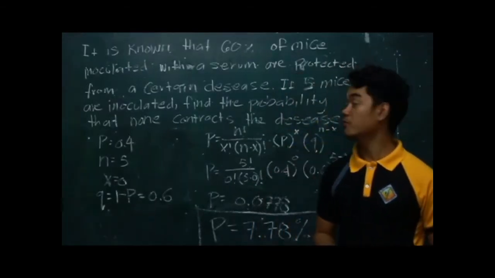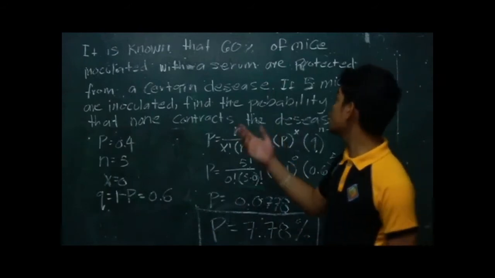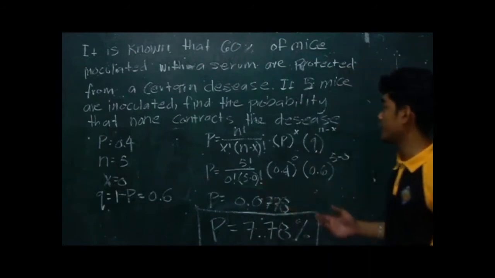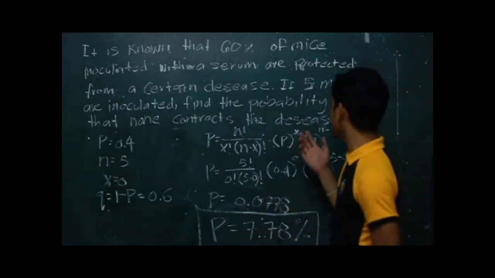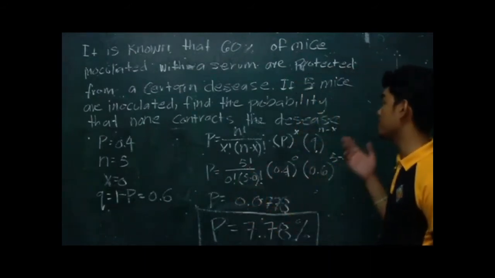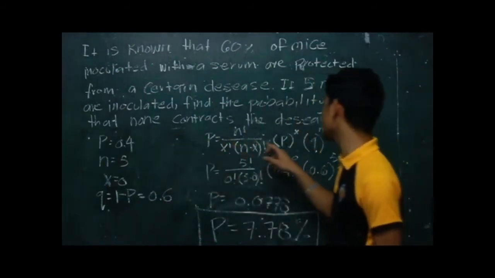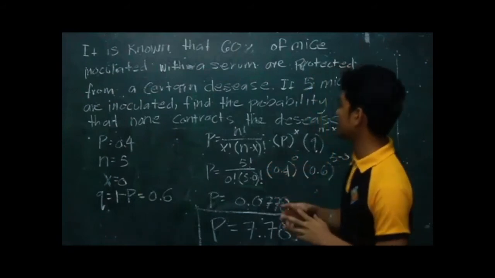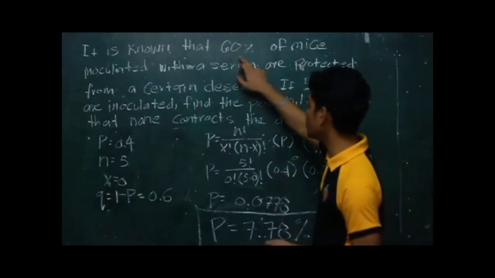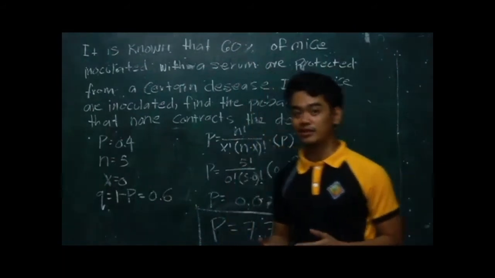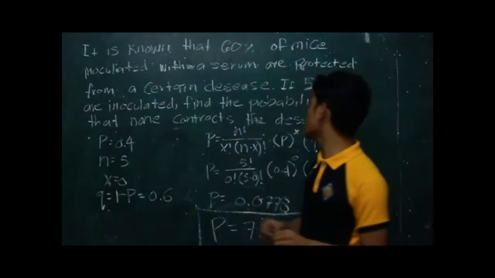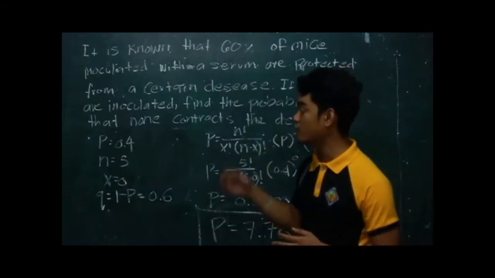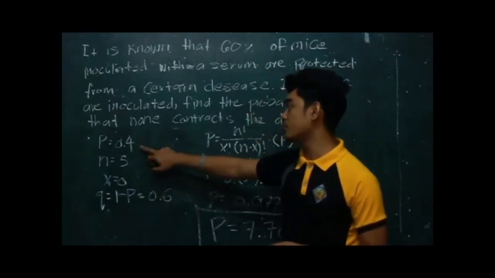Hi, now we have a problem about binomial distribution. It is known that 60% of mice inoculated with the serum are protected from severe disease. If 5 mice are inoculated, find the probability that none contracts the disease. So, the probability that the mice are protected is 60%. Now we are looking for the probability that the mice are not protected. So, 60% protected means the mice that are not protected are 40%. We have now the probability is 0.4.